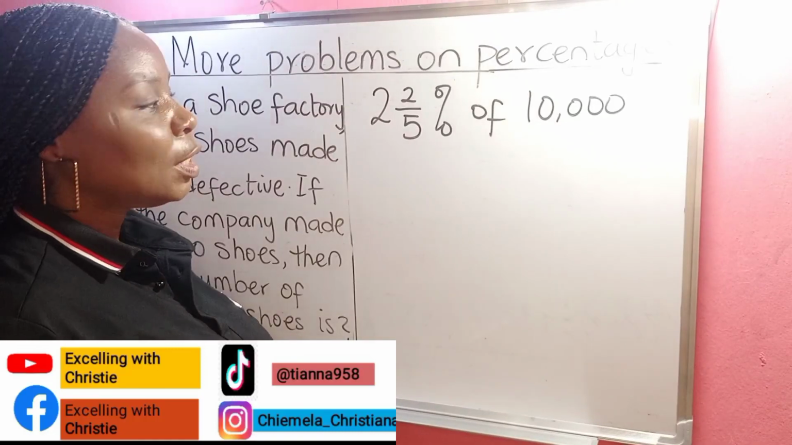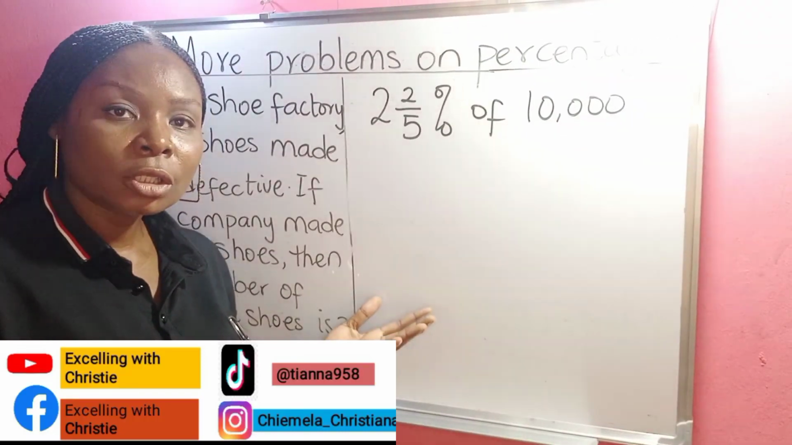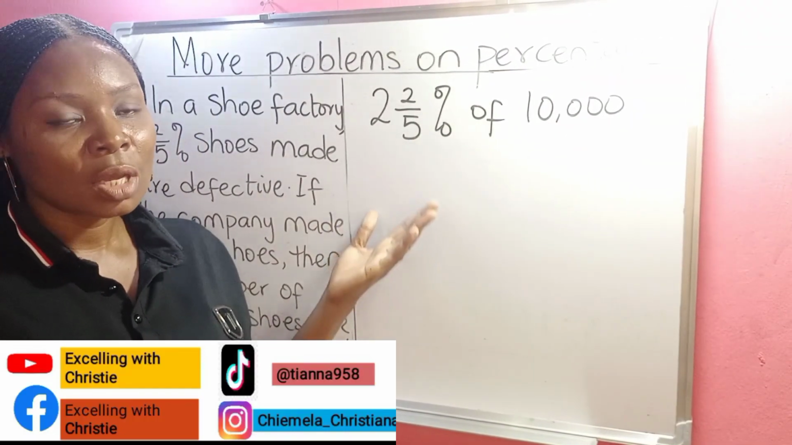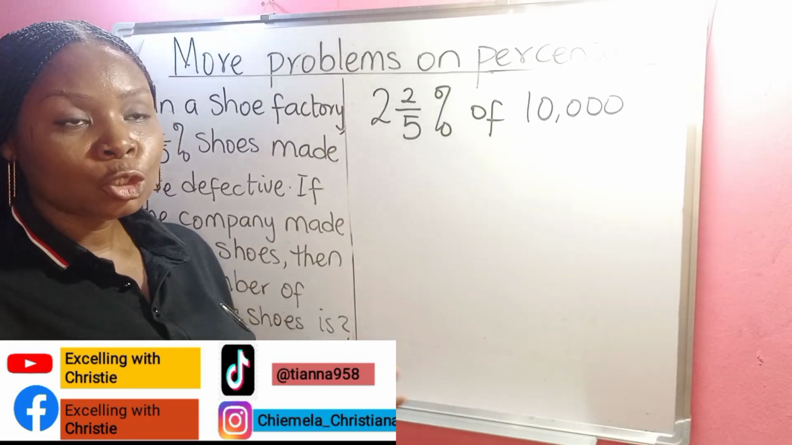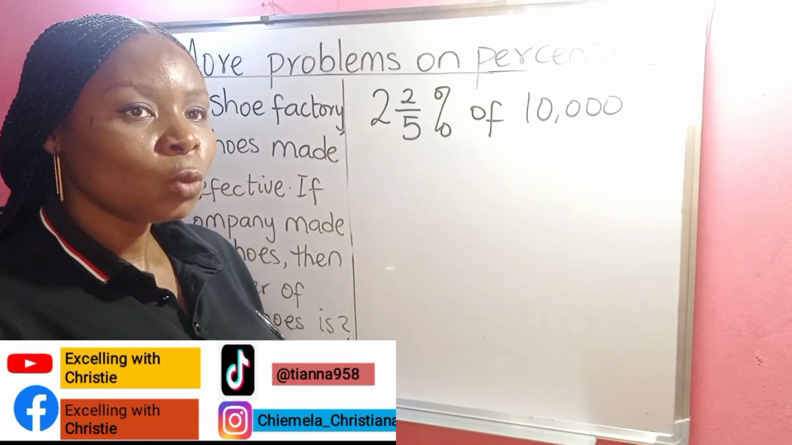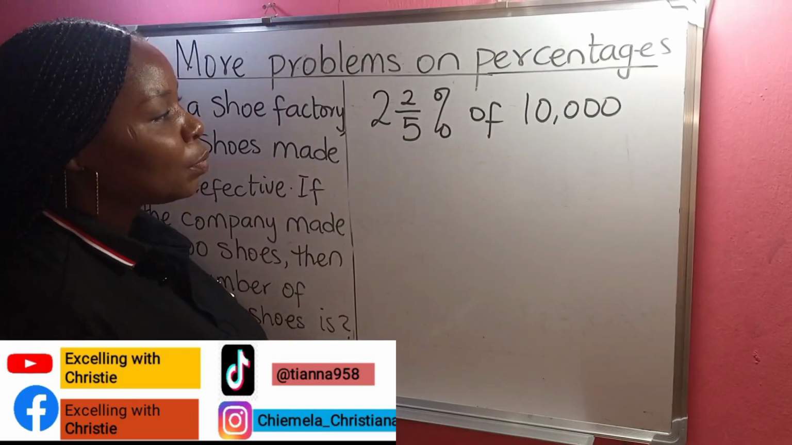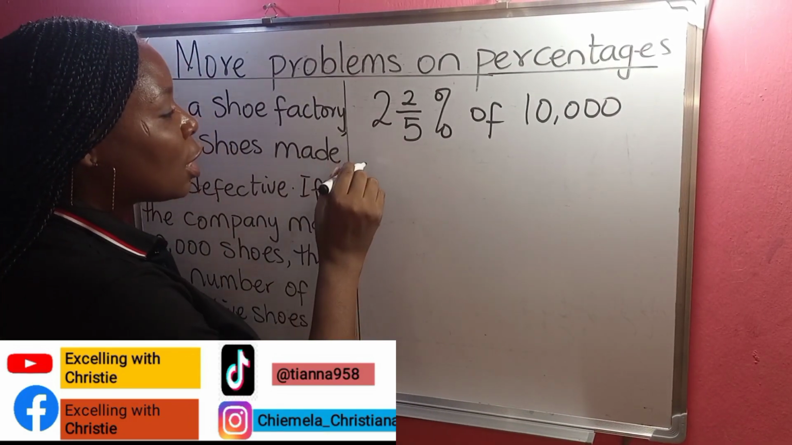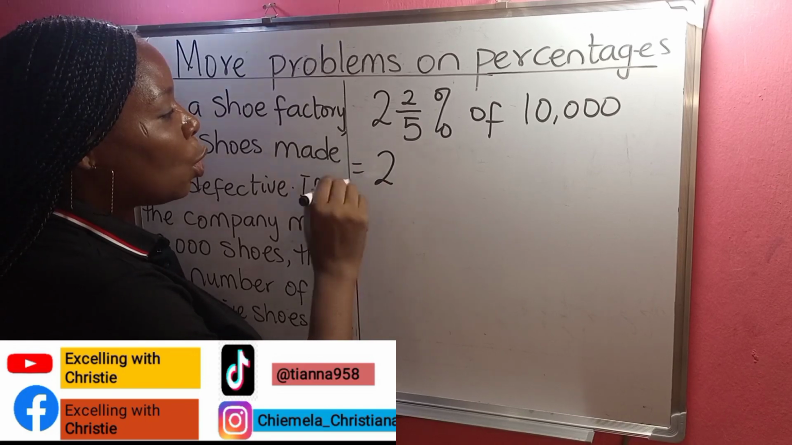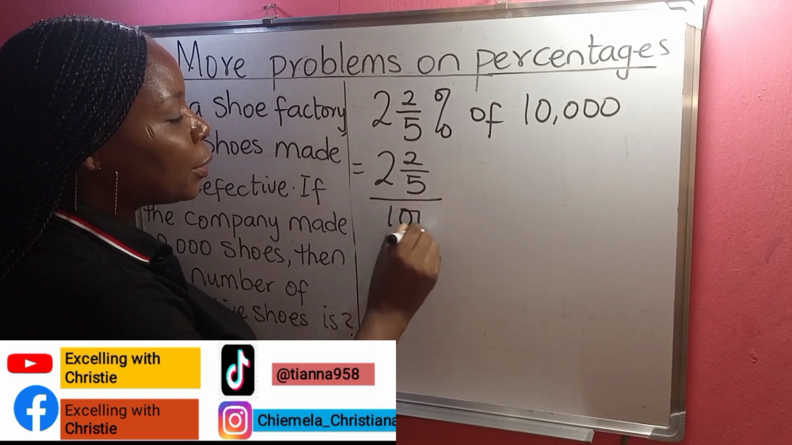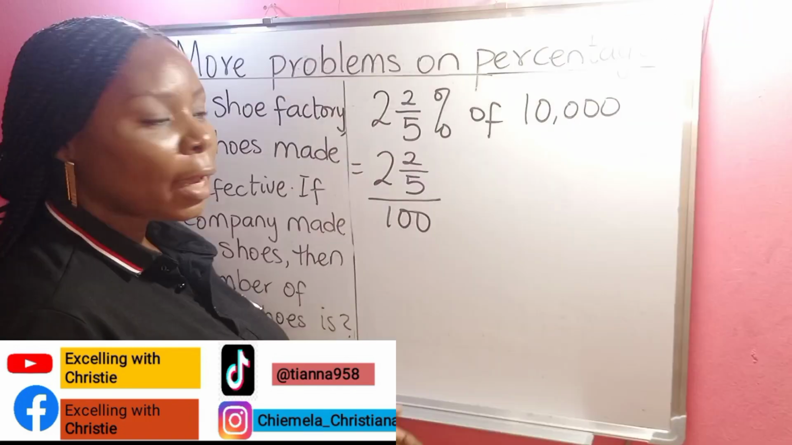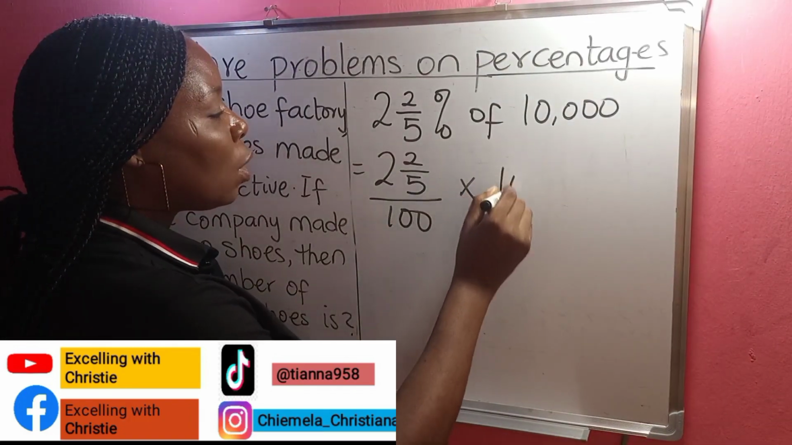Okay? Now, sometimes when students or people see fractions, they get to shrink back and fear. It is very easy. Just work with it gradually. You will get the answer. Now, this also means 2 whole number 2 over 5 over 100, times 10,000.